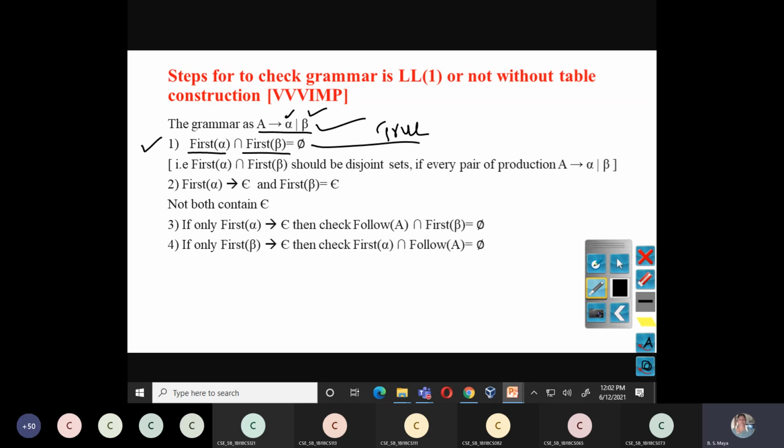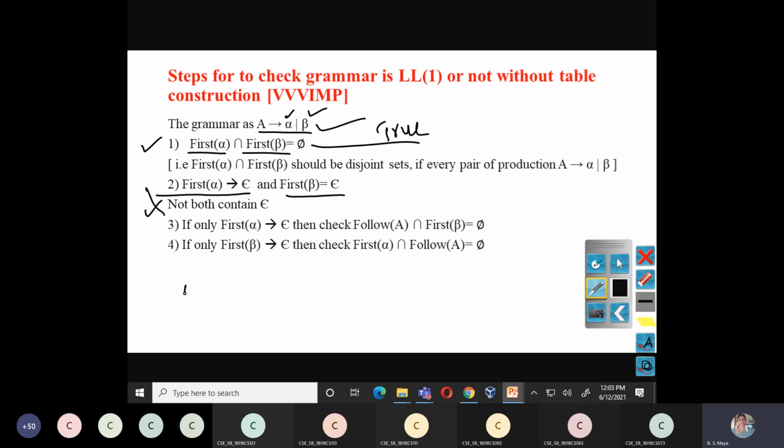Okay, next. First of alpha and first of beta should be disjoint sets for every pair of productions alpha or beta. If you take the second condition: if first of alpha derives epsilon and first of beta also derives epsilon, then you cannot apply the formula for this type of condition. Either alpha can derive epsilon or beta can derive epsilon, and then only can we apply this methodology. For these conditions we cannot apply these steps.